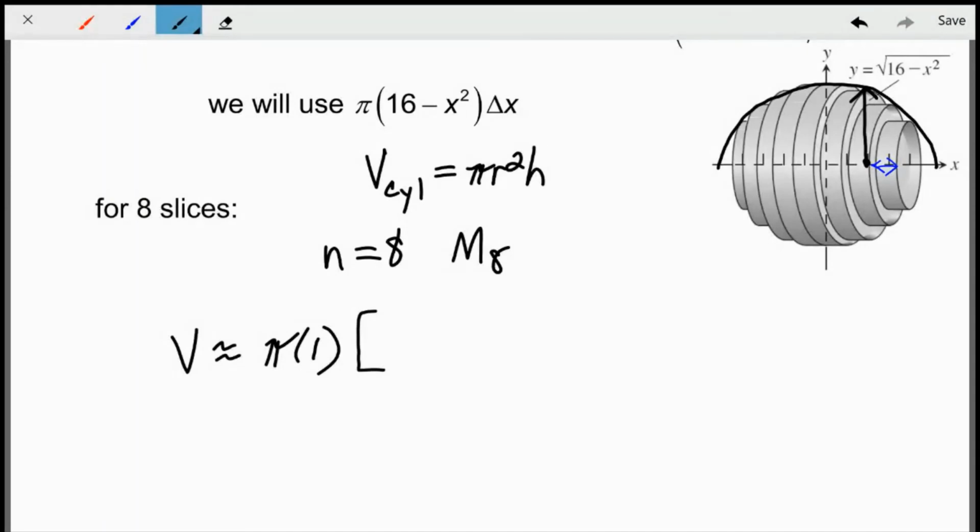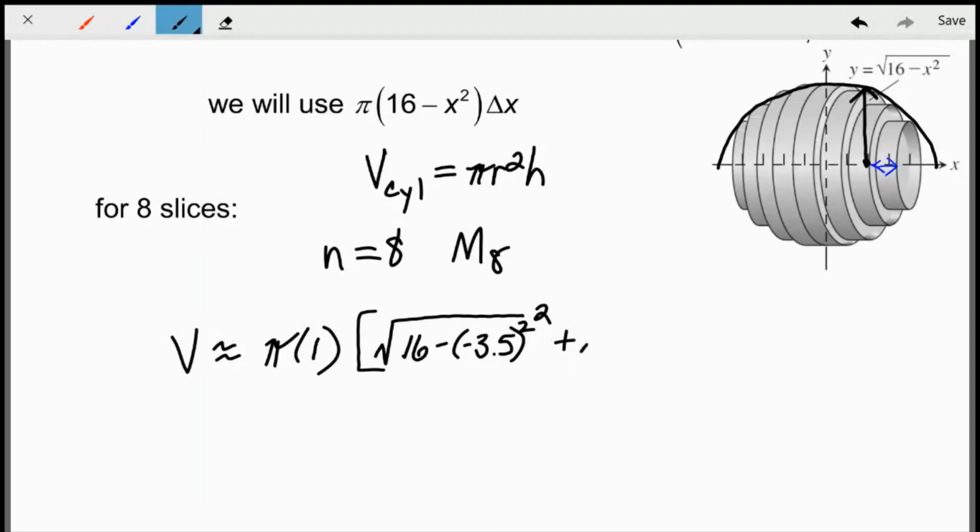So what we would have to do is find the midpoint of each one of these subintervals. The first one, using my function, 16 minus x squared is my radius. My first subinterval goes from -4 to -3, so the midpoint would be at -3.5. So I'm going to do 16 minus -3.5 squared. And then remember, since it's a radius, we're going to square that value.